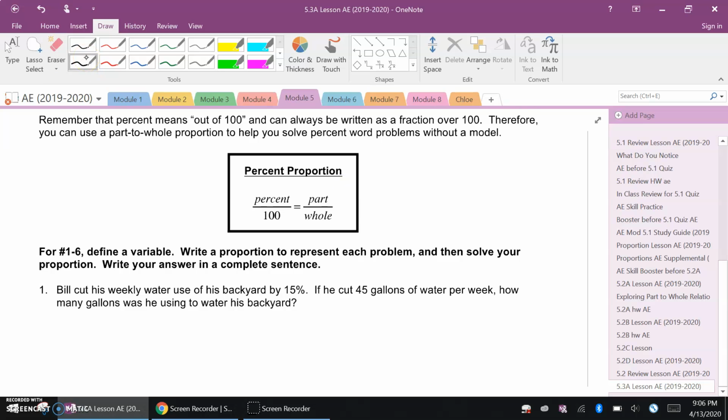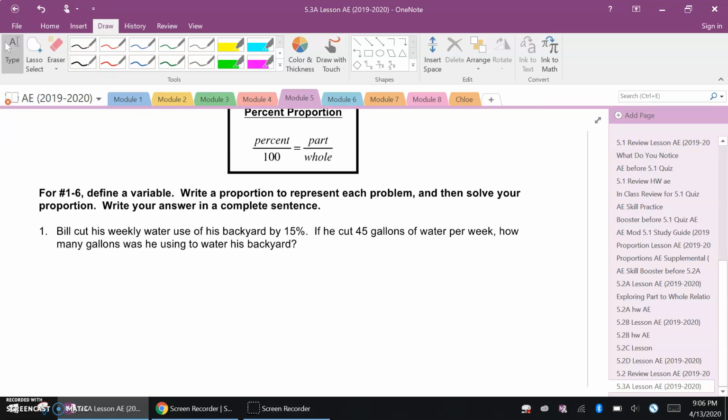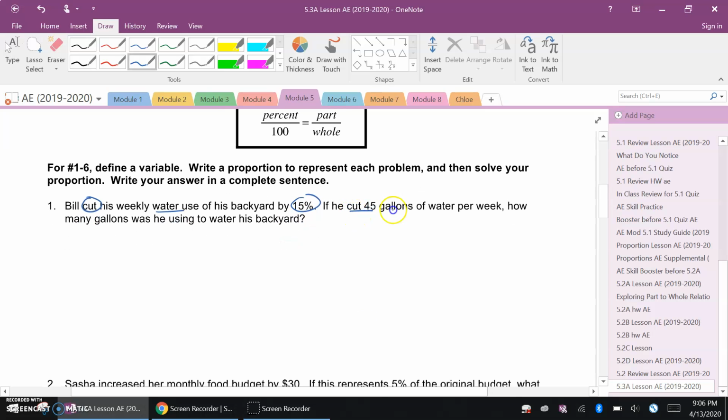So we're going to start, we're going to look to see what happens and make sure you have a calculator out. So number one says that Bill cuts his weekly water use of his backyard by 15%. So important words there would be cut and then of the water and 15%. Then it tells you that he cut 45 gallons. How many gallons was he using before? So what we're looking for is we're going to let X equal the original amount of water. You can abbreviate amount AMT.